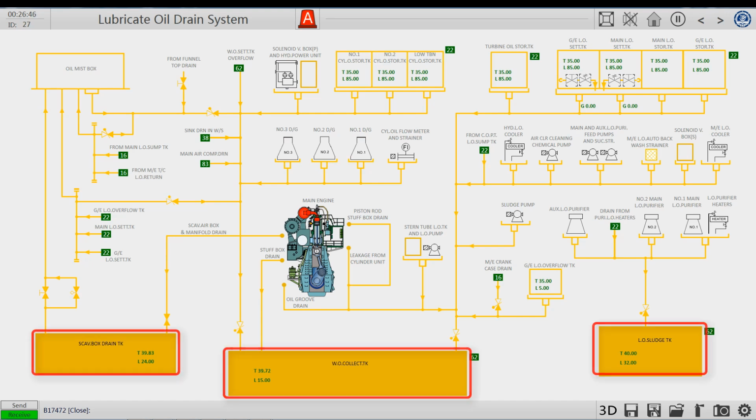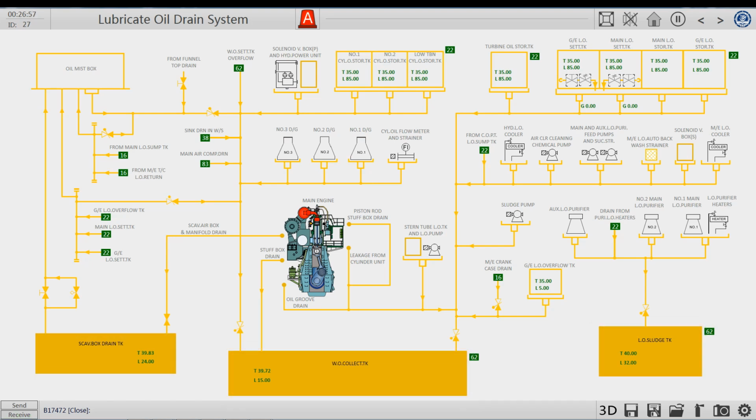The lubricating oil in the three oil tanks can be transported to the incinerator through the oil residue pump for incineration, or kept for recycling on shore. Above is a brief introduction of the lubricating oil drain system.